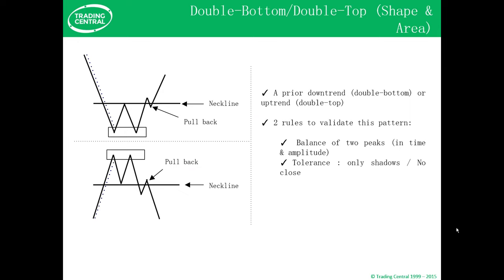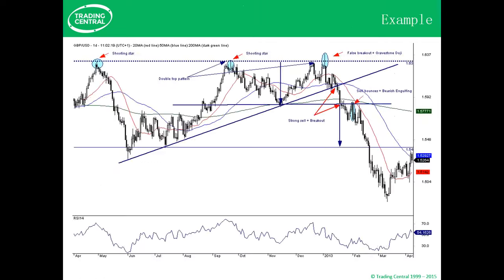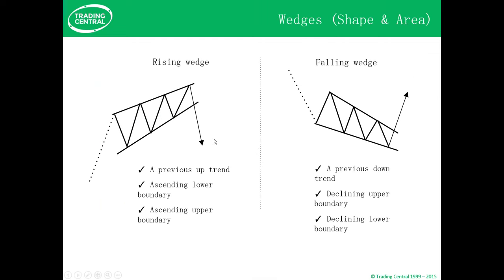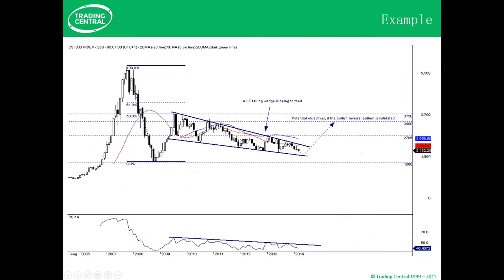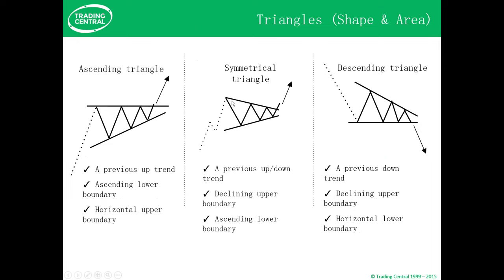And the second question is, please advise how to differentiate triangles and wedges. Okay, this one, I can go back to the wedges. And you see from the wedges, actually these two lines go in the same direction, both upward or downward. But in the triangle pattern, you can see that either the two lines diverge, or converge, or rather one is horizontal and then one is going upward or going downward.